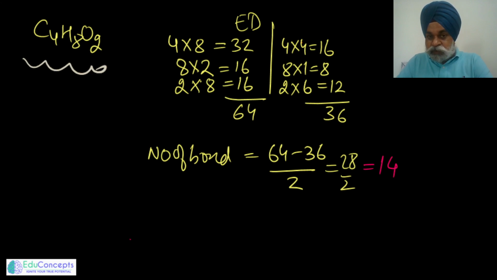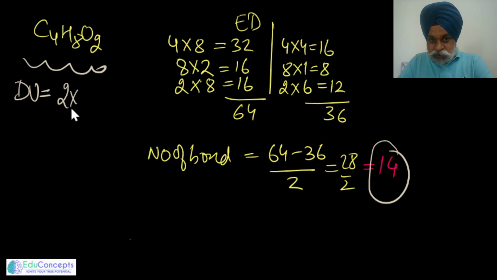So similarly, if you go for this formula, do the calculation yourself and you would get 14 as the answer. And if I just want to ask you the degree of unsaturation, it would be 2 into 4 plus 2 minus 8, oxygen is not to be counted, divided by 2. So this comes out to be a degree of unsaturation of 1.